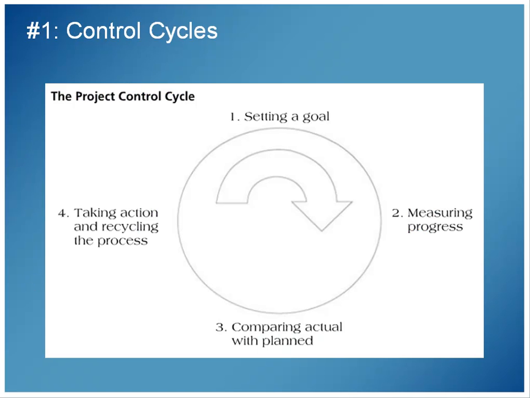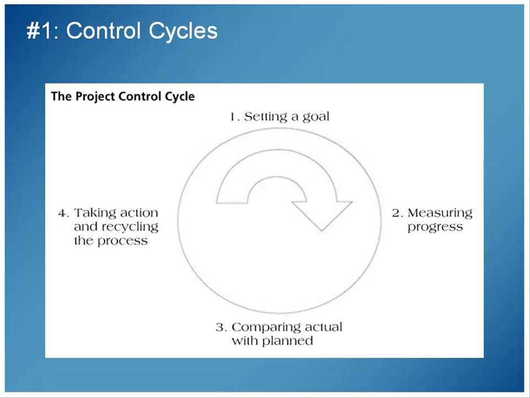Okay, our first point is about control cycles. All models of organizational control have usually these 4 elements that continually repeat. First is setting the goal, the project baseline, the plan. And then second is having a system to measure the ongoing status. And there's a lot of possibilities for this measuring. That's what we'll be looking at, some different techniques in this chapter.